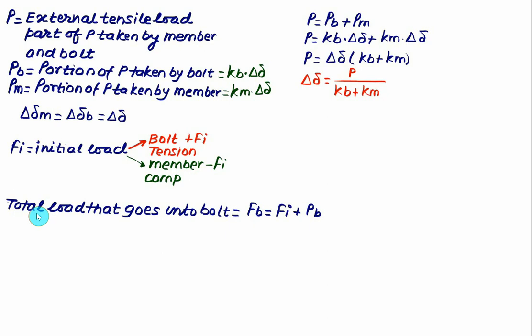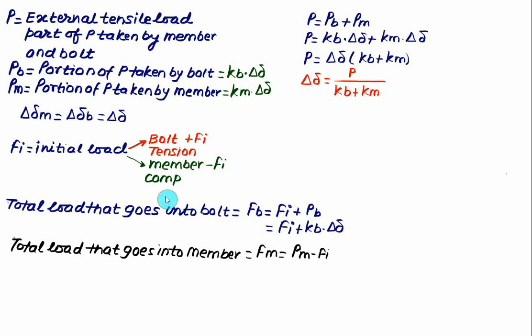So anytime you want to calculate here the total load that goes into the bolt, which is nothing but Pb plus Fi, that is the initial load. As far as the bolt is considered, Fi is positive value, and we can replace the Pb value as Kb multiplied by del delta. So we have Fb equal to Fi plus Pb, which is equal to Fi plus Kb multiplied by del delta. And we can replace del delta as P upon Kb plus Km.